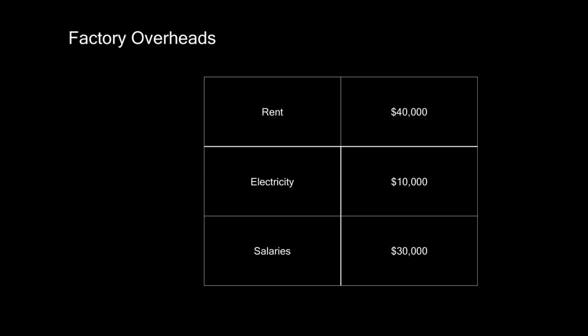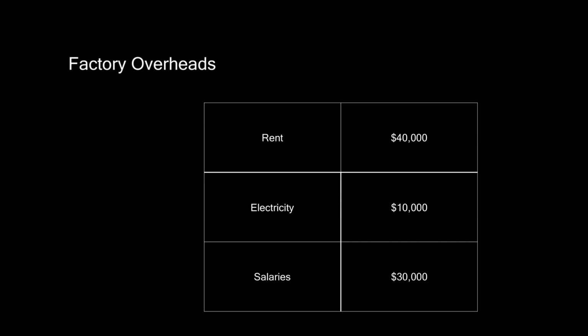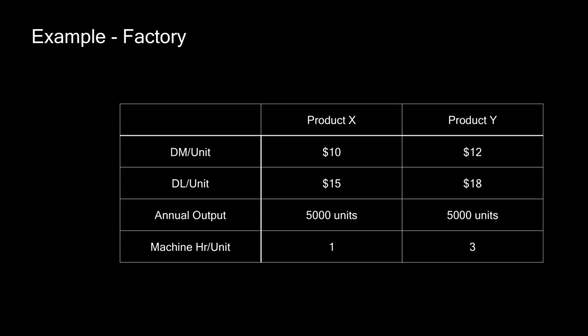Now, if we were to trace these overheads on output, let me go back over here. So let's say X makes 5,000 units and Y makes 5,000 units. So in total, this factory is making 10,000 units.